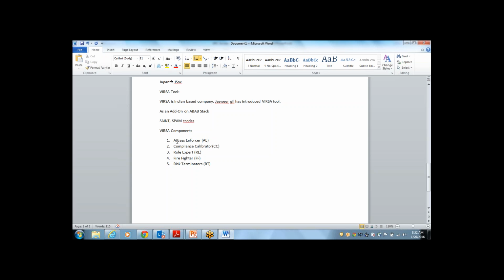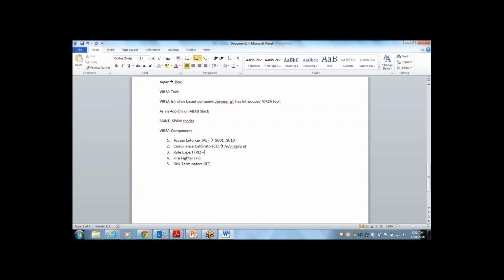Access enforcer is nothing but it is going to take care of the user provisioning part. So this is nothing but SU01 and SU10. There is no separate transaction code, and provisioning users to these T codes is nothing but access enforcer. If you see any documentation, you will see this access enforcer, but there is no separate transaction code to access it. If you want to access any of these tools, we have different transaction codes provided by VIRSA here. If you want to access compliance calibrator, /n/VIRSA/VR80, this is the transaction code.